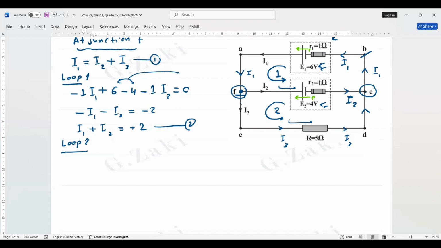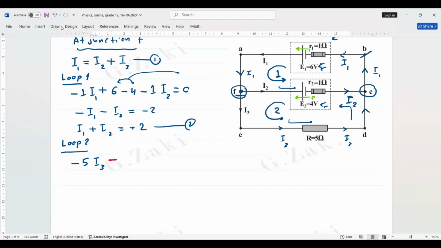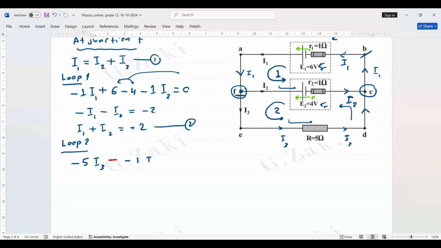Now, the current is I3 and the resistor is 5, so it's negative 5 I3. Then here, the direction of the loop is opposite to the direction of the current I2. Opposite means negative, so we add more negative, because the current I2 is in the opposite direction of the loop. Now, the resistor is 1 and the current is I2, so it's negative 1 I2.